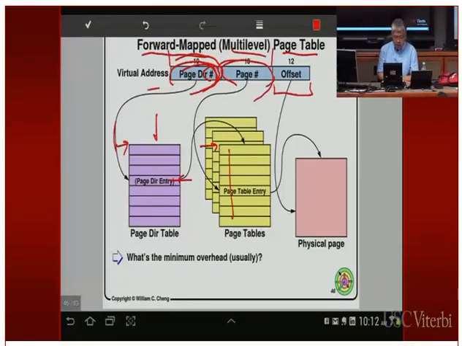So how many entries are here? You use 10 bits, so it's 2 to the 10, 1024 entries. This is much smaller. Instead of 1 million entries as in the previous case, here we only have about 1,000 entries. Potentially you can have 1,000 of these page tables. In the end it's the same size as the previous one if you add up all the possible page tables, but individually each one is small.